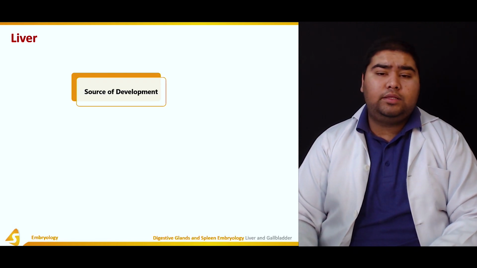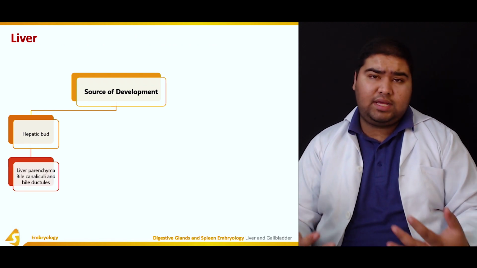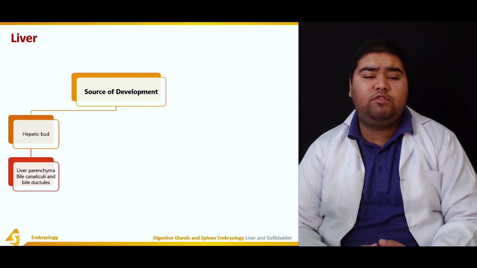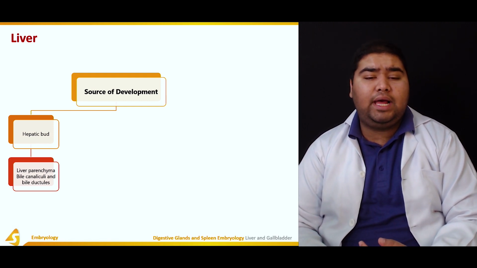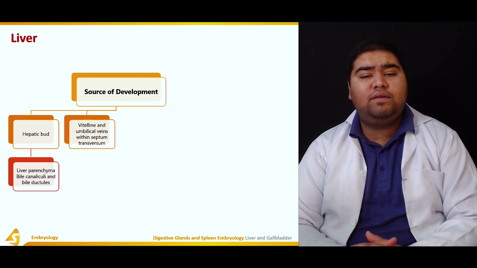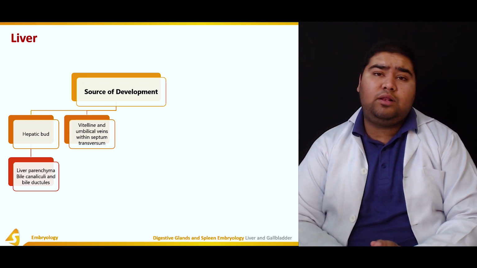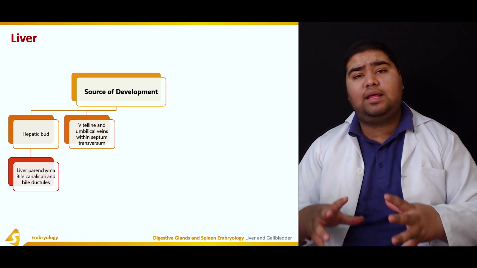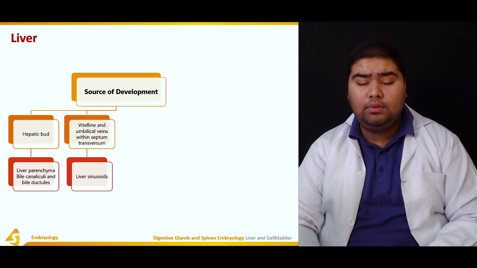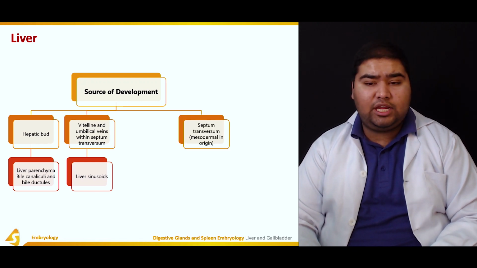So the source of development of the liver: the hepatic bud. The hepatic bud is responsible for the formation of liver parenchyma, the bile canaliculi, and the bile ductules. Then we have the vitelline and the umbilical veins. Only the segment of the vitelline and the umbilical veins that are lying within the septum transversum helps in the formation of the liver sinusoids.